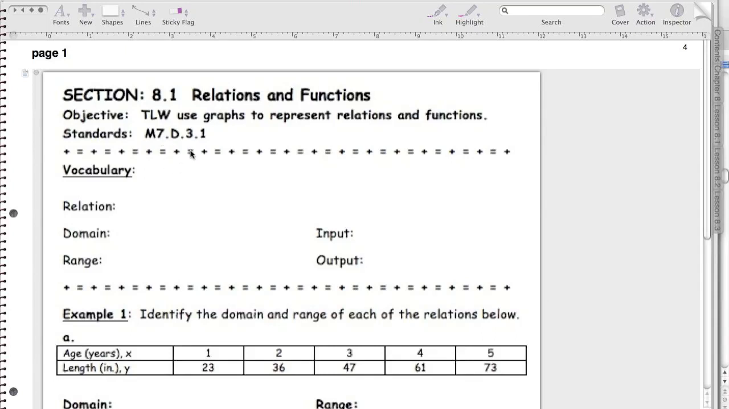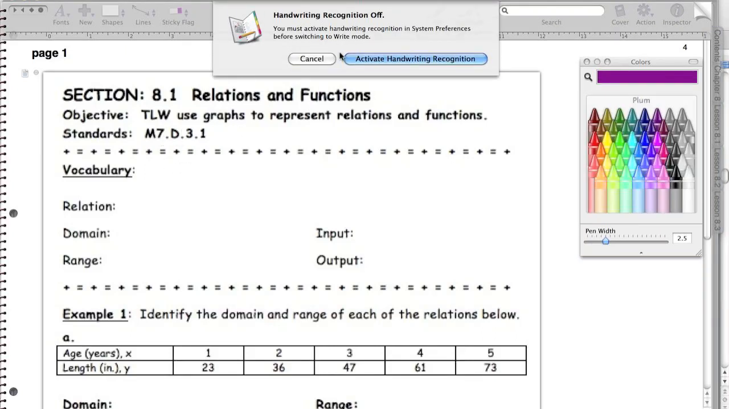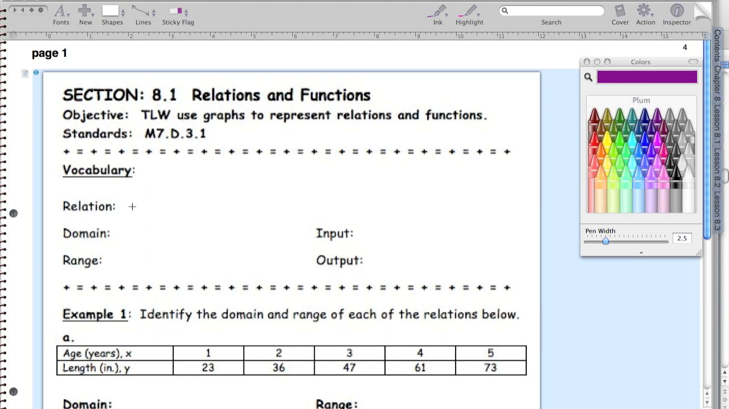Relations and functions, section 8.1. A relation is any pairing of x and y values. So often when we think of this, we think of the coordinate point x, y. X is first, y is second. So any pairing of x and y values creates a relation. Basically, everything we work with in this chapter is going to involve some form of a relation.